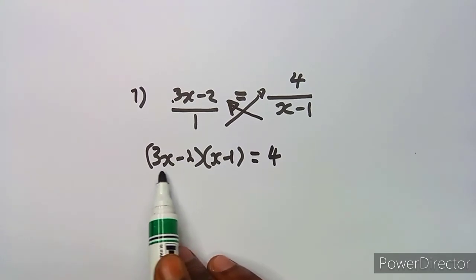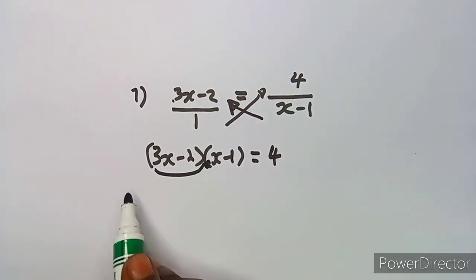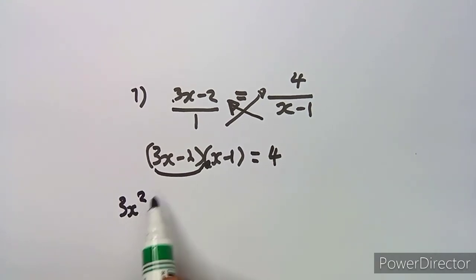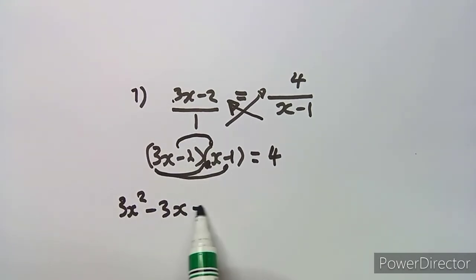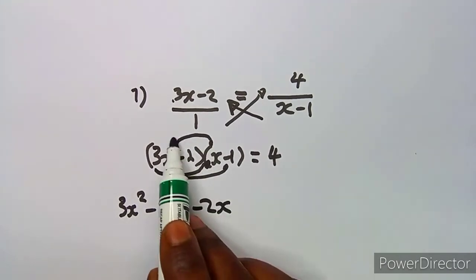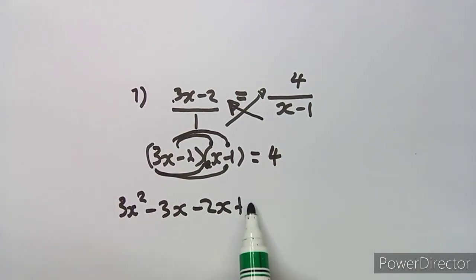So as you can see, you've got a bracket here and a bracket, so you have to expand brackets, 3x and x, which is going to give us 3x squared, 3x and minus 1, which is minus 3x, minus 2 and x, which is minus 2x, minus 2 and minus 1. So you're multiplying minus 2 times minus 1, which is plus 2.